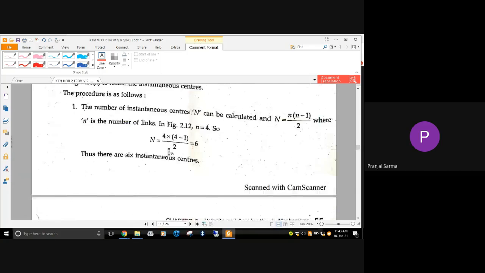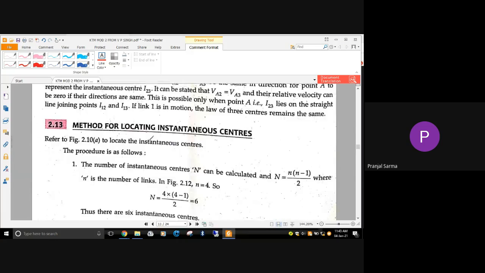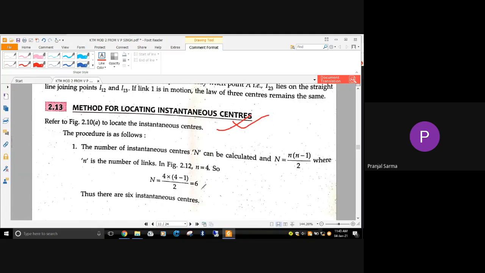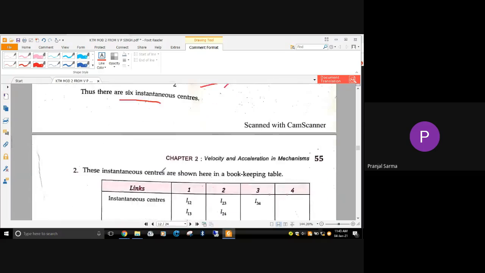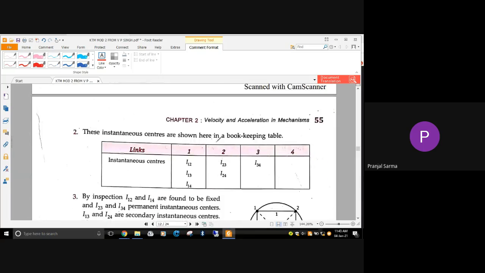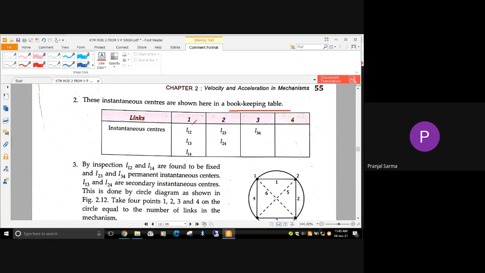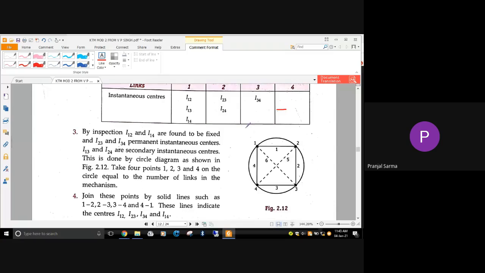So for using it, what is required? What is the procedure? First, we have found out the number of instantaneous centers, 6. Then, in a tabular way, we list the different links 1, 2, 3, 4 and the different instantaneous centers. For link one, it is I12, I13, I14, like that. For link 2, I23, I24, and for link 3, I34, like that. These 6 we just now have.